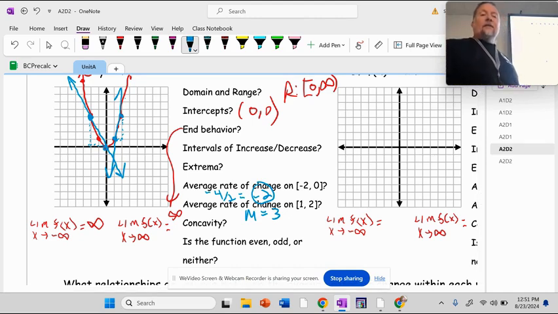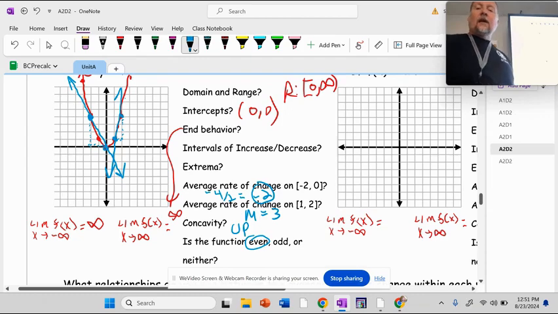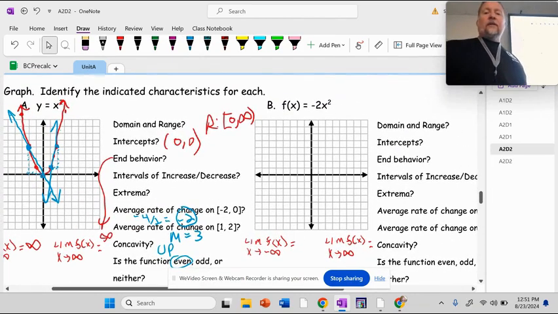Definite concavity. This is concave up for sure, and definitely even, odd, or neither. Which one is it? It's even. Okay. Going to this one, this just flips it upside down and makes it skinnier. I doubt I'll even cover that one.